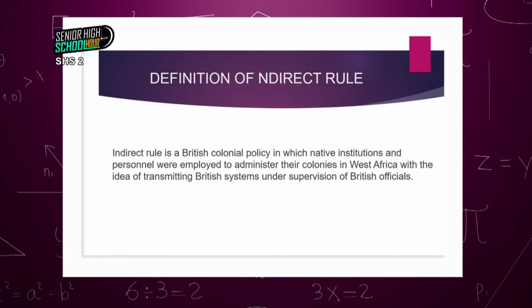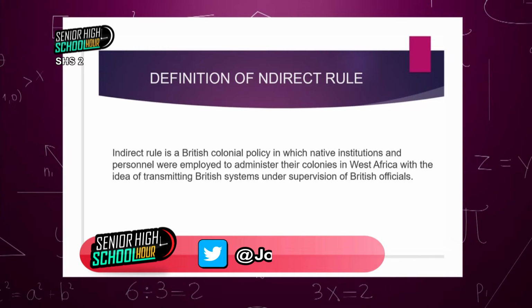Let's see what indirect rule means. Let's see if we can understand and define it to our understanding. When we say indirect rule, we say it is a British colonial policy in which native institutions and personnel were employed to administer their colonies in West Africa, with the idea of transmitting British systems under the supervision of British officials.